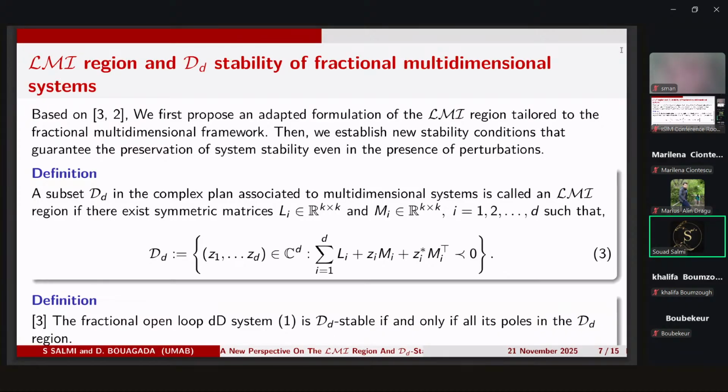First, we define what constitutes an LMI region for multidimensional systems. Region D in the complex plane is an LMI region if there exist symmetric matrices L_i and M_i obtained by this formulation. Definition. Inspired by reference 3, the fractional open loop system 1 is stable in the region D if and only if all poles are in the region D, but this definition is not directly applicable.